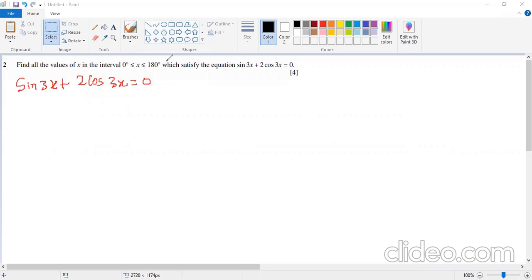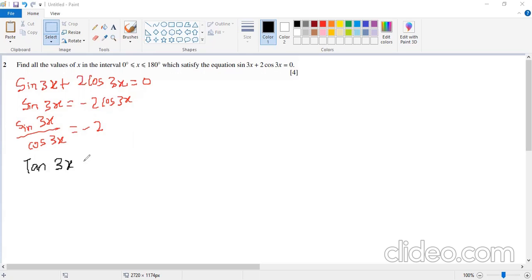So one of the things about these equations when you've got a sine and cos and then a 0 there is to move it to the other side like this. So we rewrite it: sine 3x equals negative 2 cos 3x. Then we rewrite it as sine 3x over cos 3x, which equals negative 2. Sine over cos is tangent, and the angle is the same, in this case 3x. So tangent 3x is negative 2.